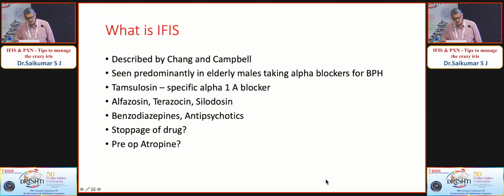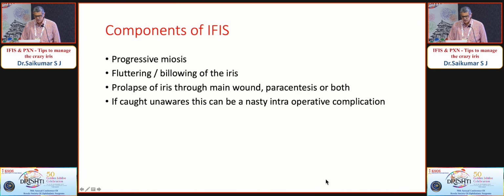There are some drugs like benzodiazepines and antipsychotics which can be implicated. We are not sure whether stoppage of the drug makes any effect. I have found that stoppage does not make any change, so I don't stop alpha blockers at all for my patients. There are some surgeons who believe in pre-op atropine. Again, it might work in some, but is not a sure shot to prevent IFIS.